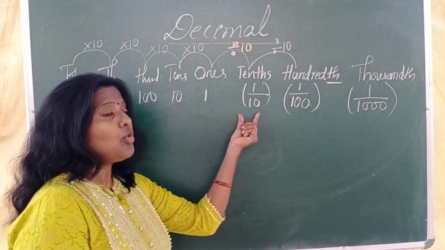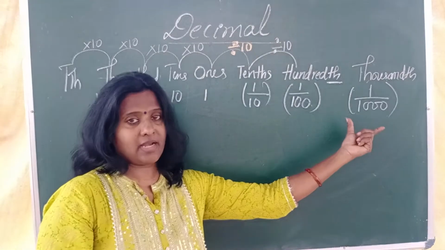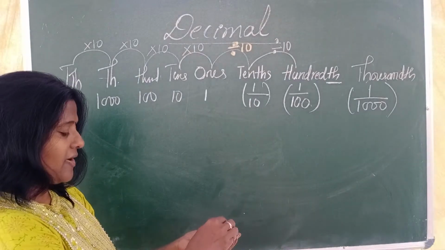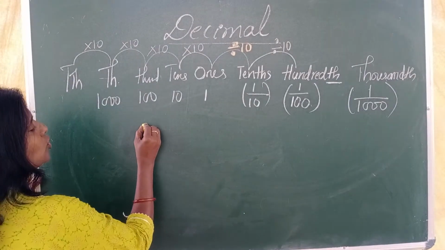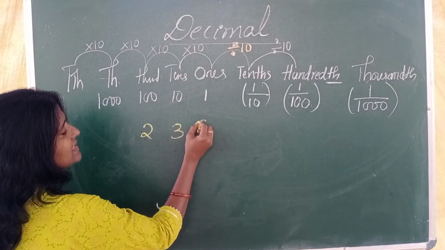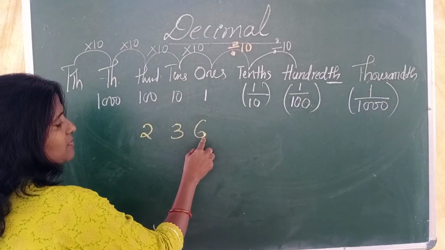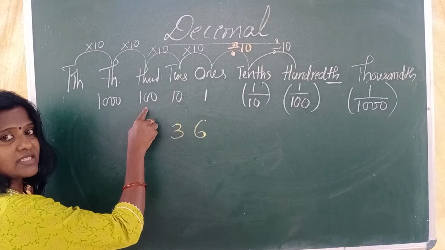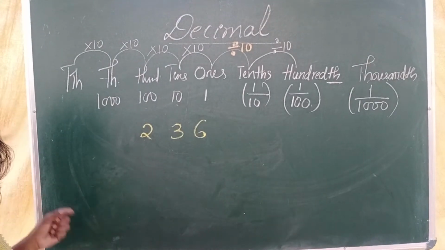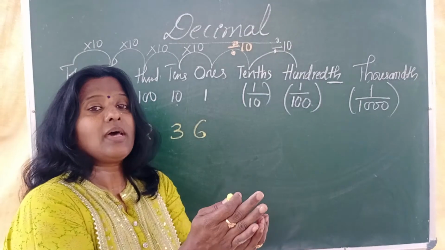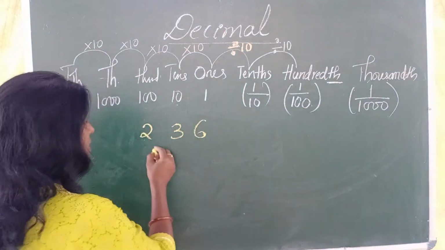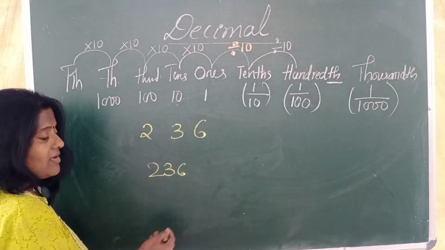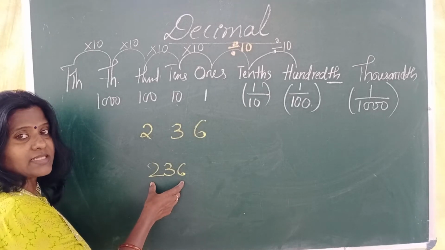So, if you want to represent this side number, say if I write this number, 236. 6 is in ones place, 3 is in tens place, 2 is in hundreds place. So how am I going to write this number? How am I writing in the standard form? It is 236. I will read this as 236.